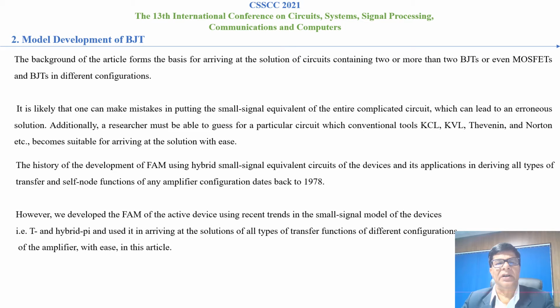The history of the development of FM using the hybrid small signal equivalent circuit of the devices, and its application in deriving all types of transfer and self-node functions of any amplifier configuration, dates back to 1978. However, we developed the FM of the active device using recent trends in the small signal model of the devices, that is T and hybrid pi, and used it in arriving at the solution of all types of transfer functions of different configurations of the amplifier with ease in this article.